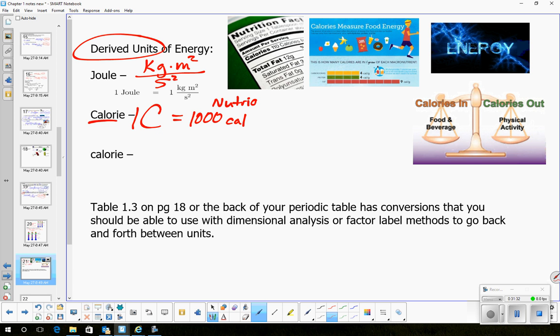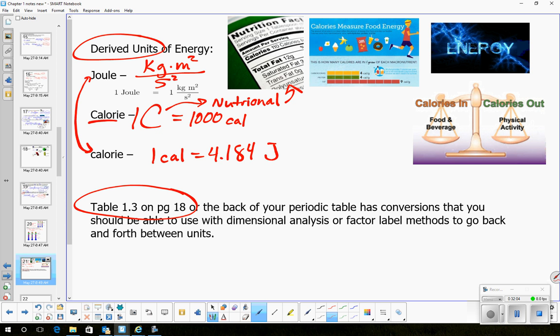Nutritional, okay? I'm having problems with spelling on the board. And that's what we see on the sides of the food labels, okay? This is a nutritional calorie. So calorie in lab, how do these two relate? 1 calorie in lab is equal to 4.184 joules. Okay? So you need to be able to go back and forth with them. Table 1.3 on page 18 in your book or on the back of your periodic table will help you with dimensional analysis using units of energy. Okay? Now, I know it says more examples. We're going to stop right here so we can go to lab.